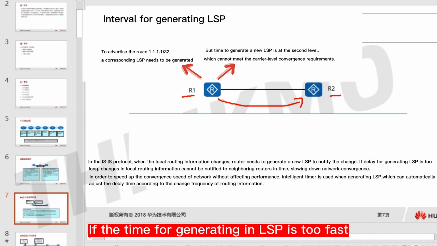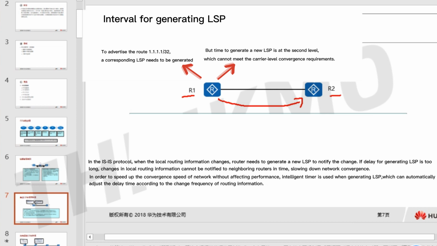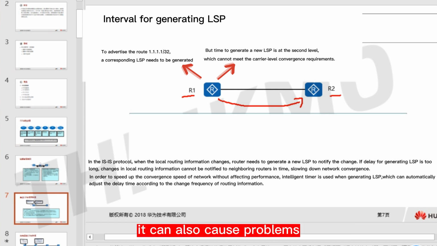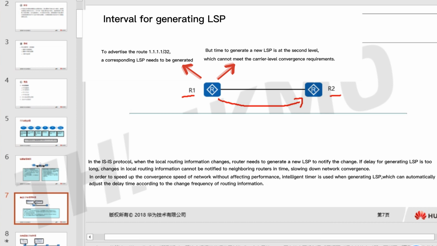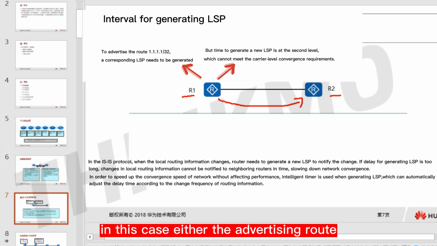If the time for generating an LSP is too fast, it can also cause problems. Let's say the link is down. It's not a one-time glitch. It may be continuous and unbroken. This is what we call jitter, or oscillation, like with some optical fiber modules, or because of the quality of the line, it goes up and down. In this case, either advertising the route or deleting the route generates an LSP.